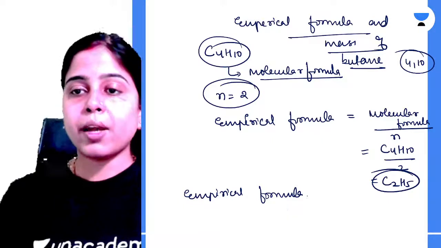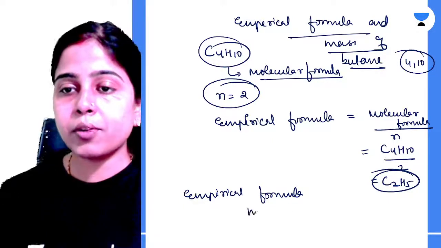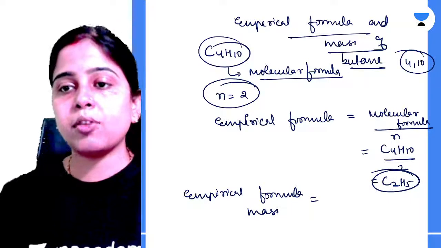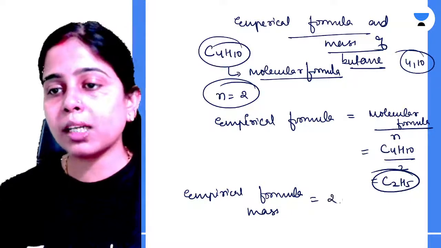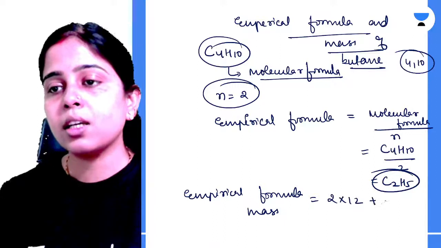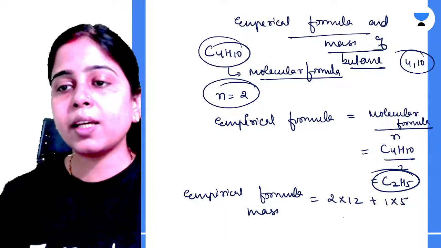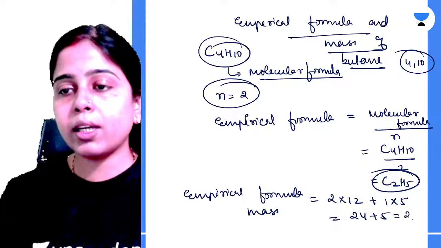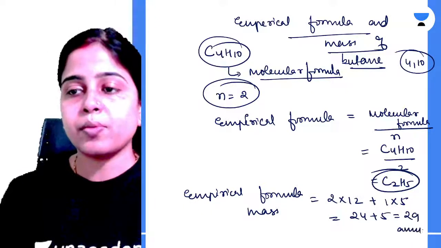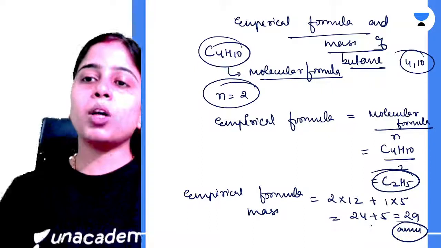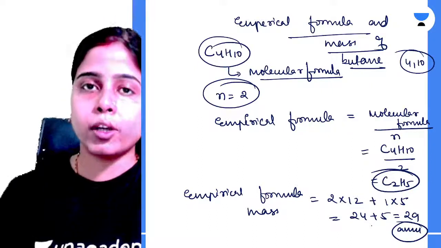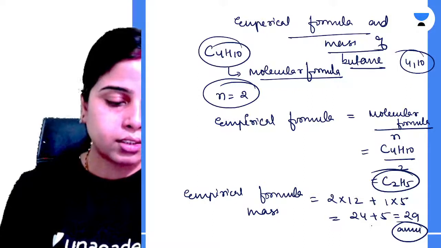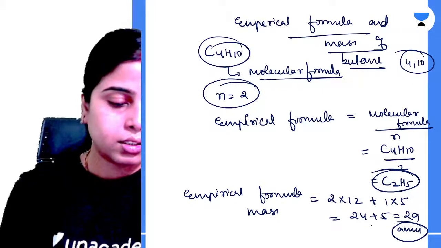Yeah. So empirical formula mass, if you want to find out, you simply find out the empirical formula mass of C2H5. So 2 atoms of carbon, so 2 into 12, plus 5 atoms of hydrogen, so 1 into 5. So 24 plus 5, you get 29 AMU. Or if you remember the molecular mass, you can divide that molecular mass also by HCF. Same answer you will get here. Clear?